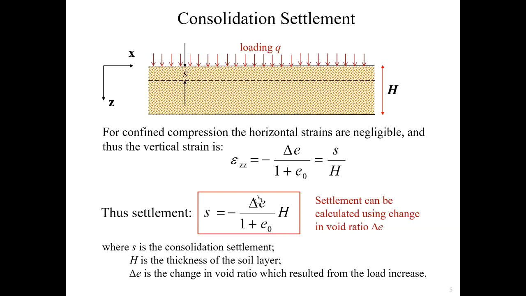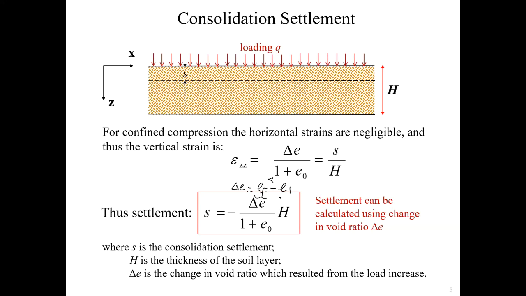Let me just use a pen. So delta E equals E final minus E1, right? So this is the change in void ratio. E final, because you apply some load, the void ratio will be smaller than E1. Do you agree? Yeah. So EF minus E1 will be a negative value.